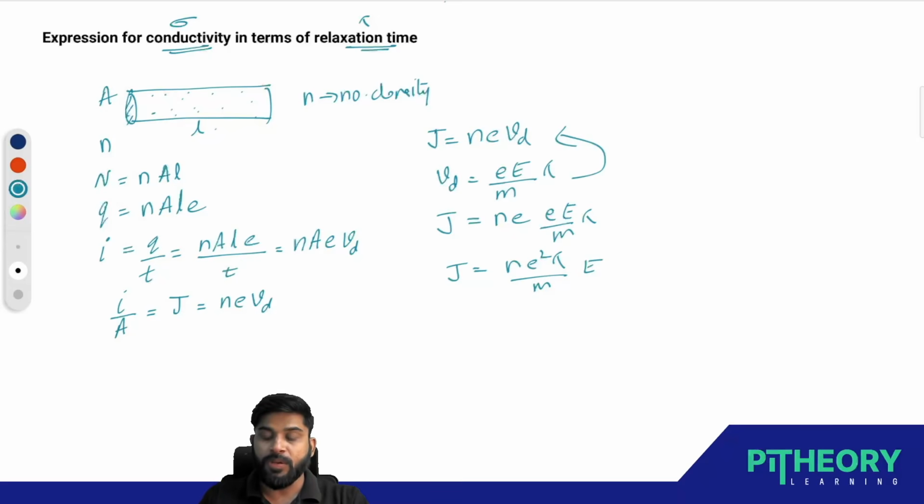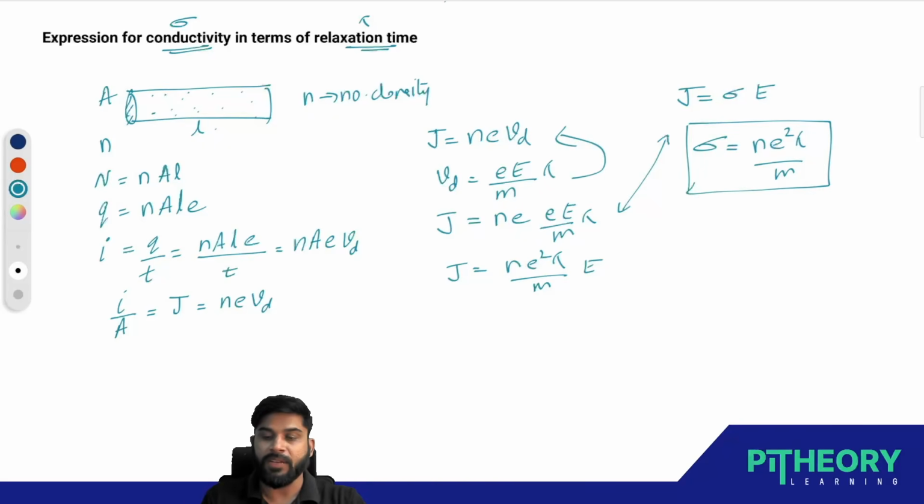Now we know Ohm's law, the actual form. What is that equal to? J is equal to what? Sigma E, correct? So now if you compare these two relations, what you're going to get is that the conductivity sigma is nothing but Ne squared tau by m. And that is our required relation for conductivity in terms of the relaxation time.